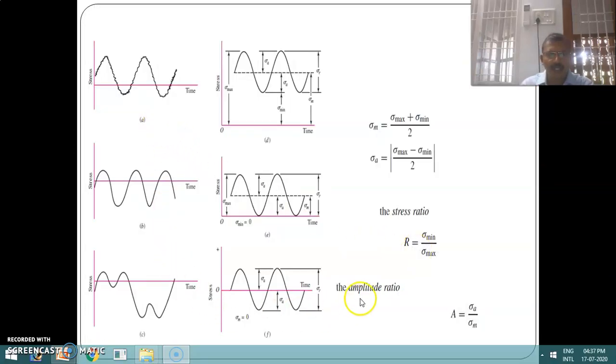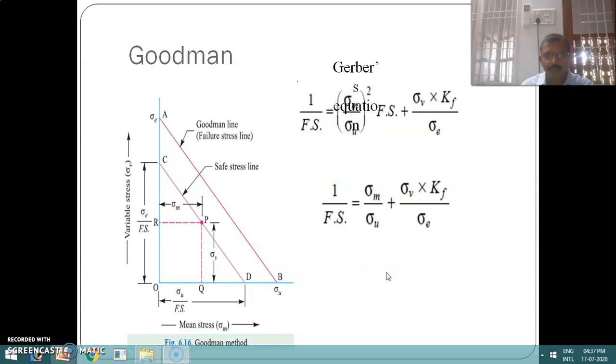In the last lecture we have seen sigma m equal to sigma max plus sigma minimum by 2, and sigma v equal to sigma max minus sigma minimum by 2. The Goodman equation is 1 by factor of safety equal to sigma m by sigma u plus sigma v by sigma e into ka into kl into k size into k surface finish divided by kf. So this is the Goodman method.